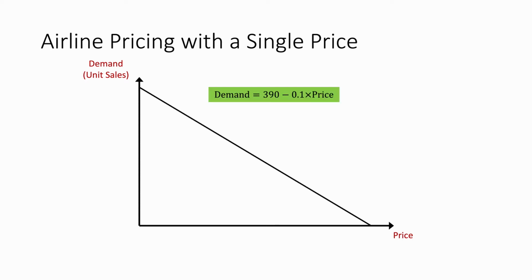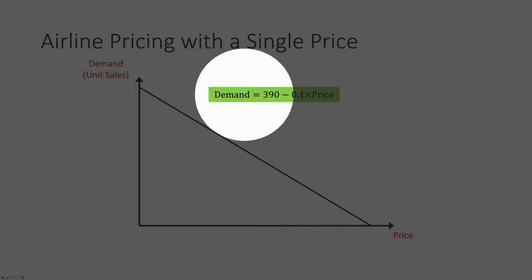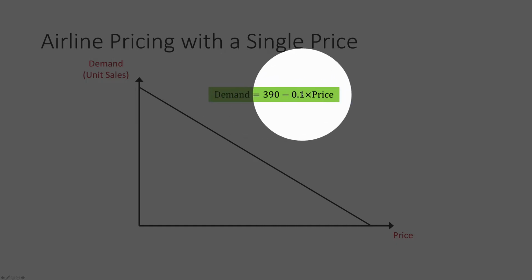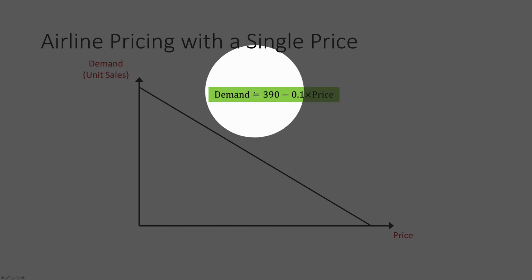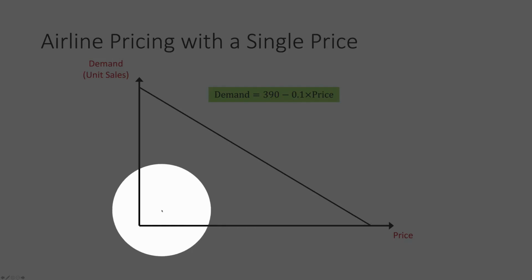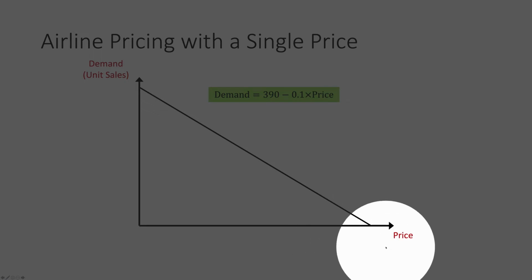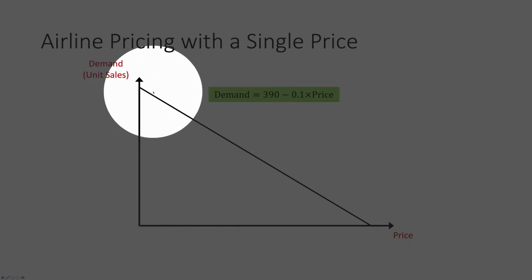So here is the demand curve. You may recall from our willingness to pay lecture that the demand function that we are showing here really represents the willingness to pay of customers in the market. Here, you see the demand function as demand equals 390 minus 0.1 times price. So what does this mean? This function establishes the relationship between the horizontal axis, that is x, where the price is, and at that price point, what is the y-axis, that is what the demand is.